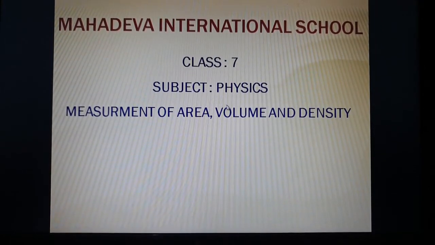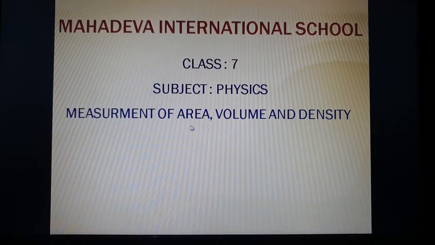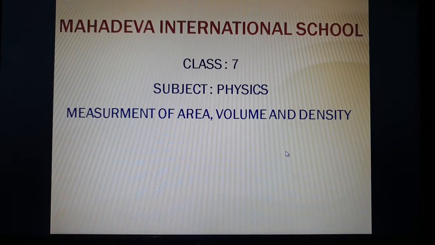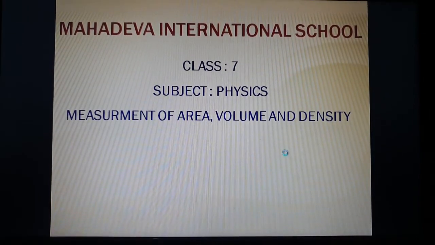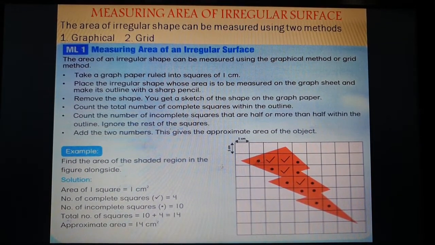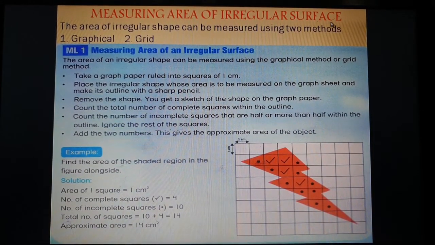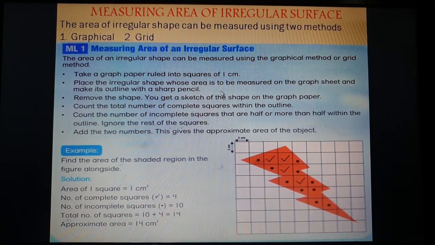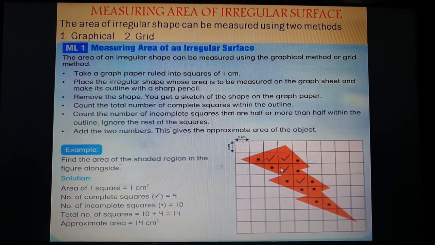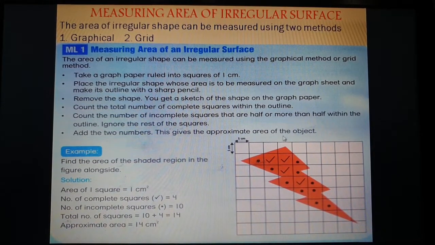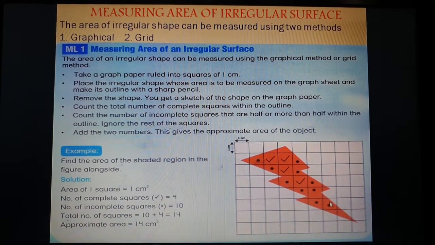So, in the last class, we were studying about the measurement of area, volume, and density. So, let us continue with the second topic. The second topic is measuring area of irregular surface. You can see here the shape of this object is completely different. This is called an irregular shape.